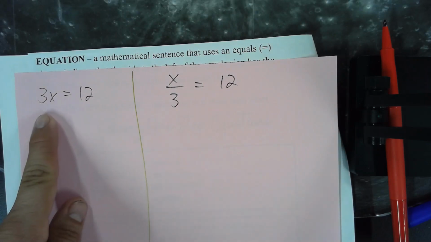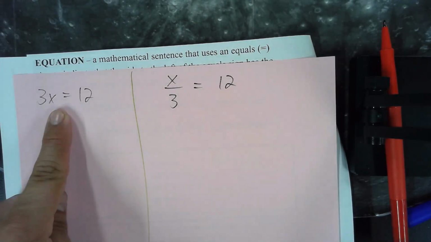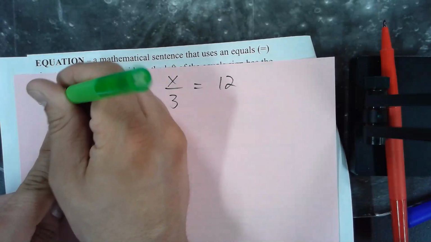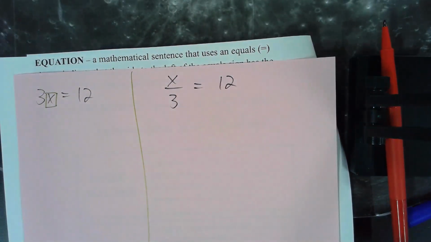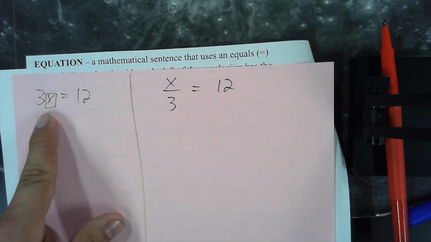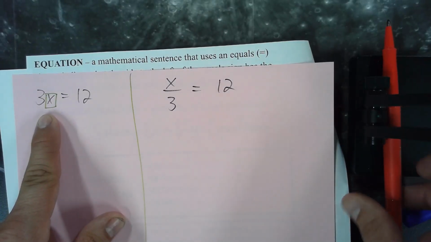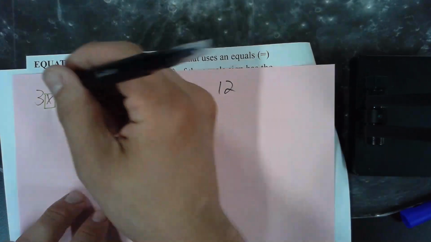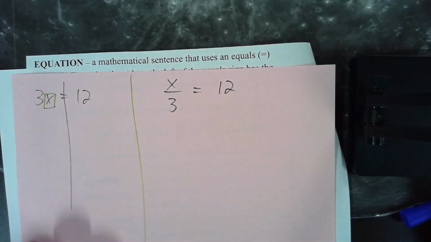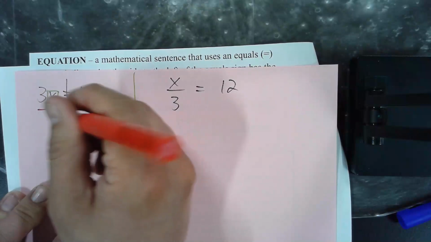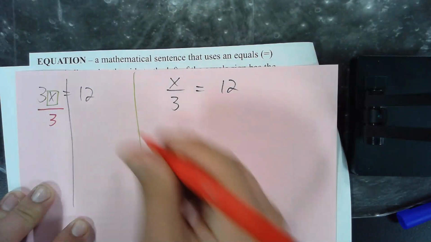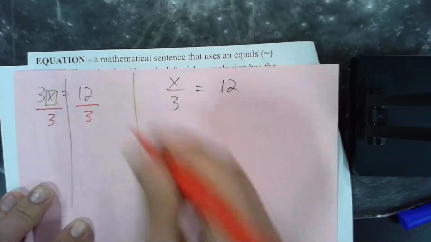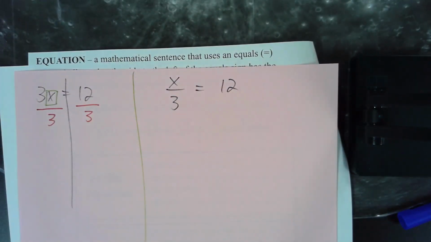So this one says 3 times x equals 12, and we want to isolate x. We want to figure out what x is. So this says 3 times x. What's the opposite of multiplication? Division. So, draw my line, so remember that's what the equal sign is. Instead of adding or subtracting, I'm going to divide both sides by 3.